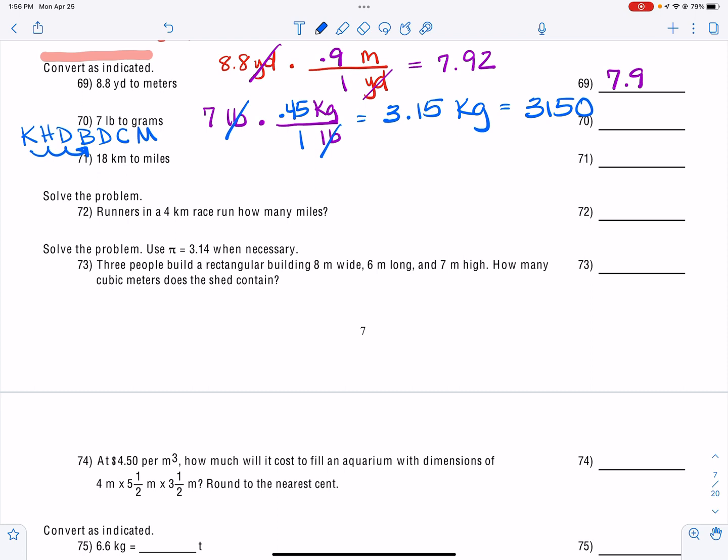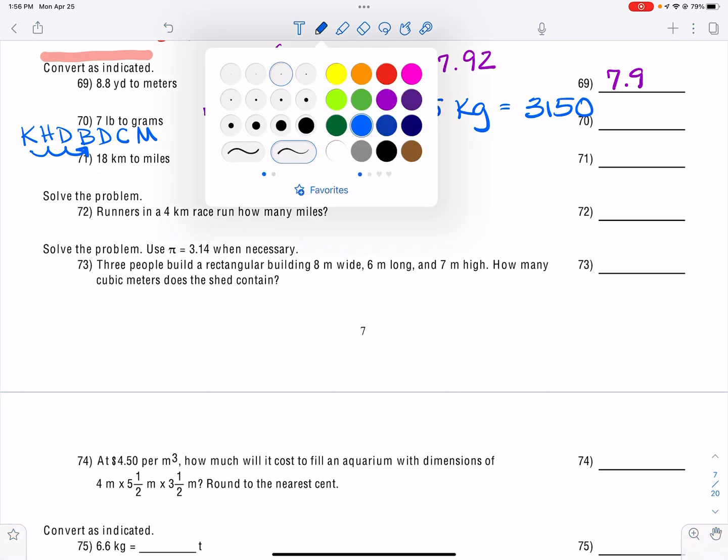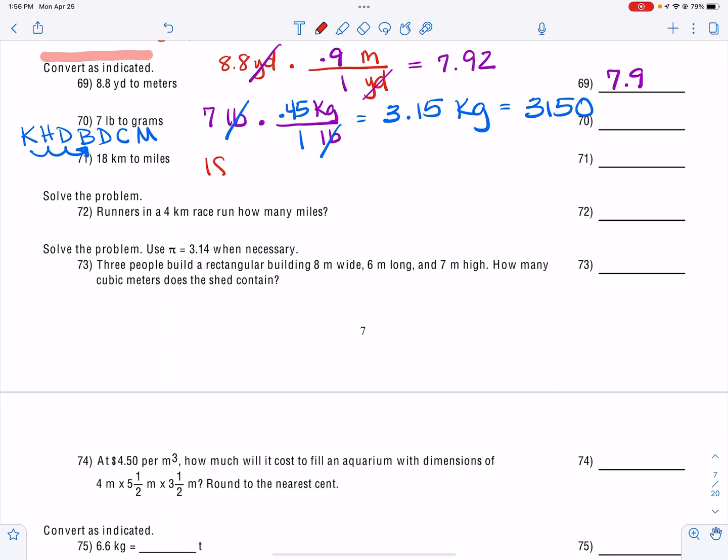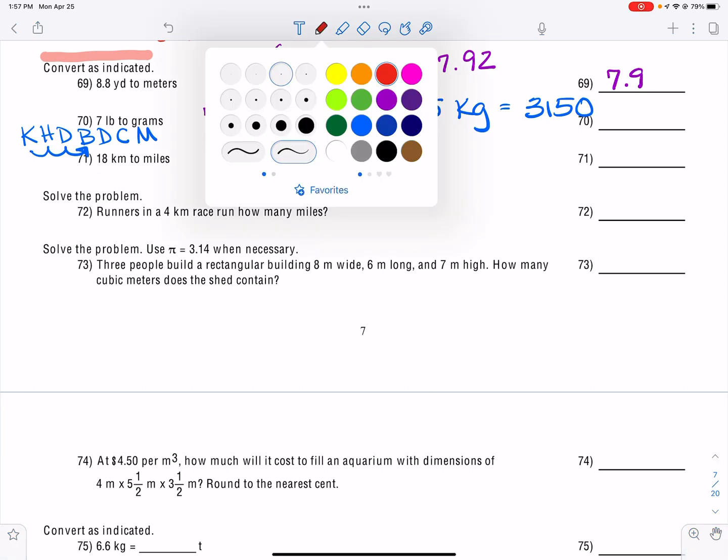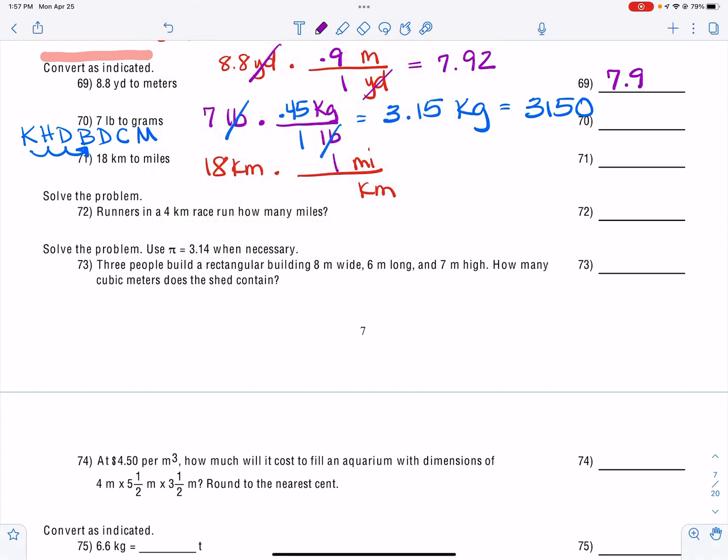Now the next one says 18 kilometers to miles. So we have 18 kilometers, and we are going to multiply by kilometers down here and miles here. And this one, the conversion table says that 1 mile is equal to 1.6 kilometers. Then we can cross off our kilometers, and we will take 18 and divide it by 1.6, which comes out to be 11.25 miles.